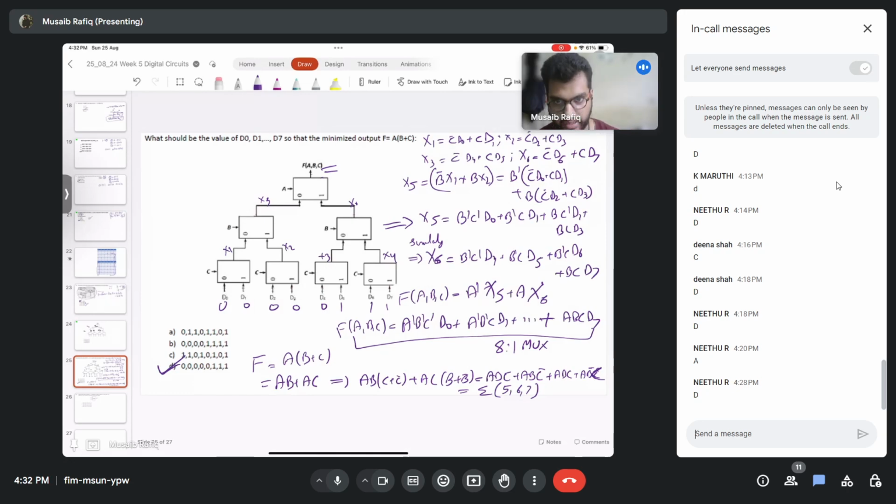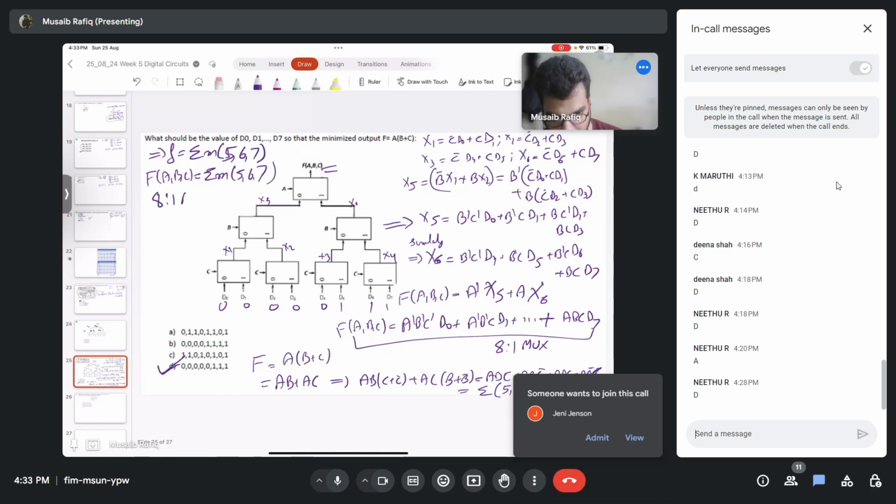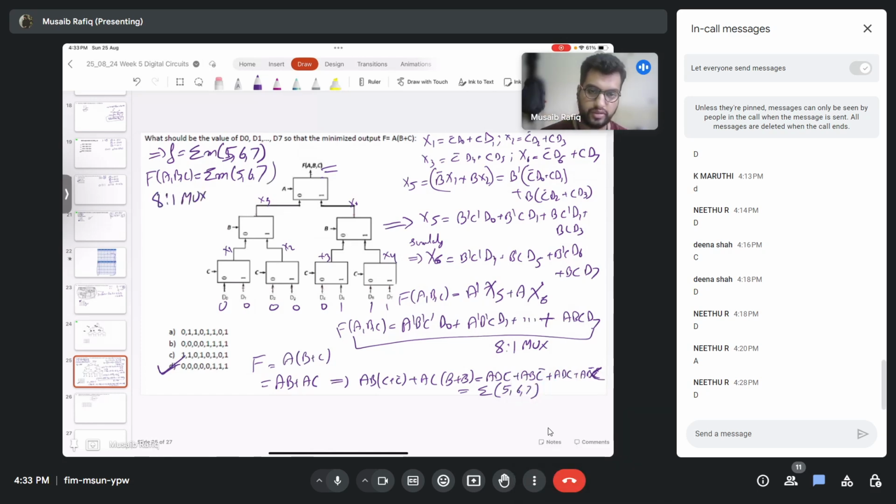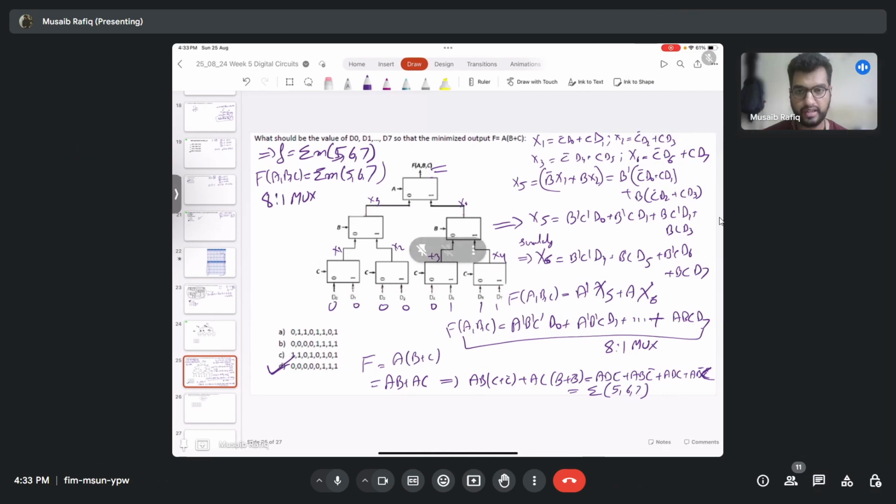Basically, the question was, if I have to reduce everything I have to reduce. Ultimately, the question was F is equal to sum of minterms 5, 6, and 7. F of ABC is equal to sum of minterms 5, 6, 7, and you had to implement it using an 8 is to 1 mux. This was the question, nothing more, nothing less. And in that case, you needed to apply 1, 1, 1 signal at 5, 6, 7.